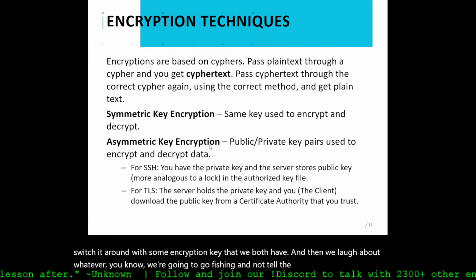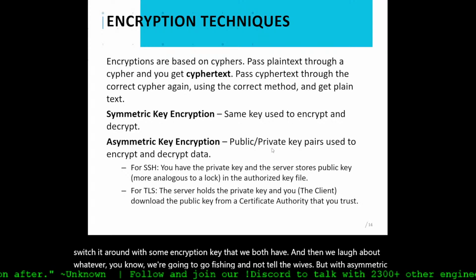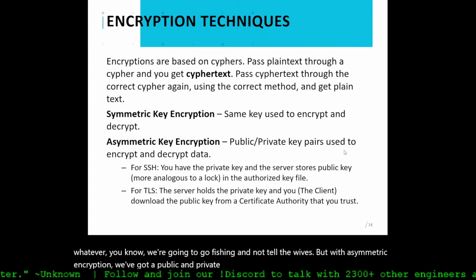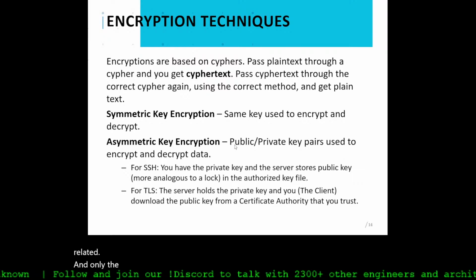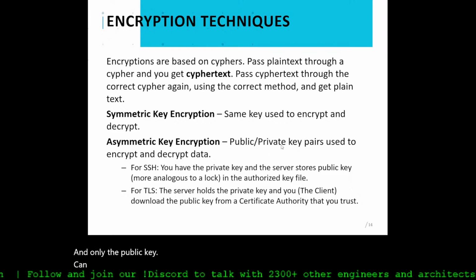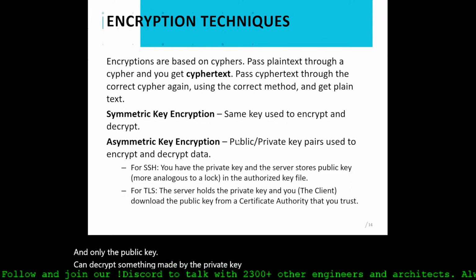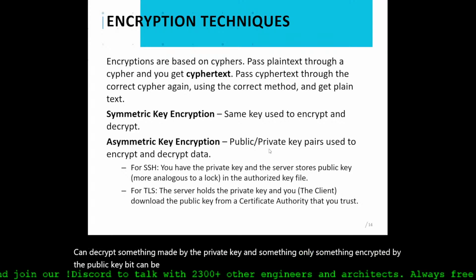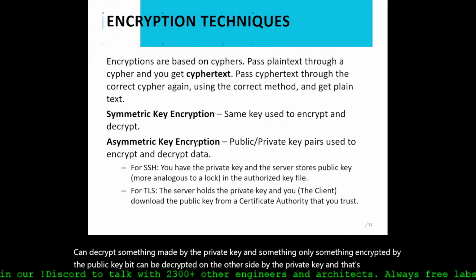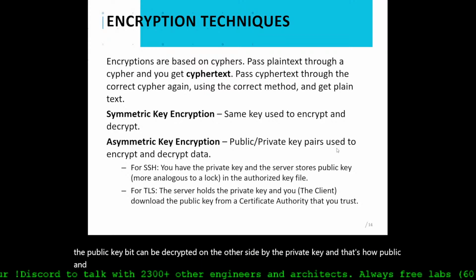But with asymmetric encryption, we've got a public and private key pair that are what we call cryptographically related. Only the public key can decrypt something made by the private key, and something encrypted by the public key can be decrypted on the other side by the private key. And that's how public and private key pairs work.